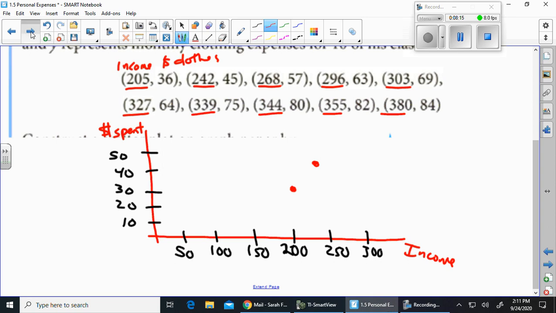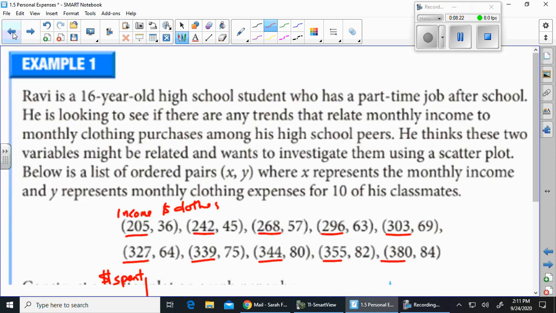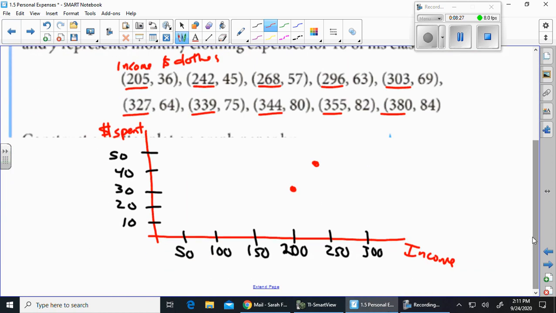Now, if I go back to this question that says, if someone has 250, how much do you predict they might spend on clothing? You could look at your scatter plot and you could say, okay, well, 250, if I would have done 268, they were up at 57. I could have just sort of made and thought, okay, 250, well, that's about $48 or $50. So I can use that trend to predict.